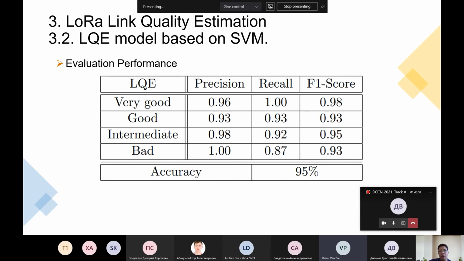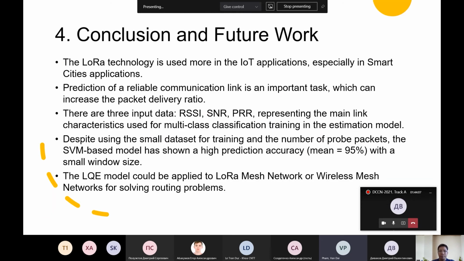According to the evaluation results, the SVM model presents a high prediction accuracy with the mean equal to 95%. Thus, using 3 parameters such as RSSI, SNR, and packet reception rate, the LoRa link quality can be estimated accurately using 10 probe packets, even though our dataset size is not large enough for training, as can usually be seen in machine learning problems.